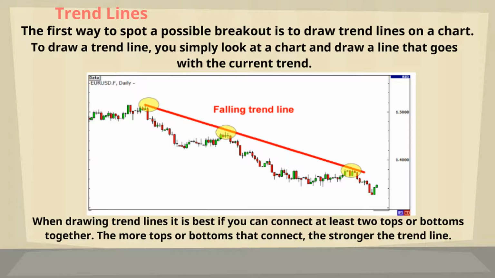To draw a trend line, you simply look at a chart and draw a line that goes with the current trend. When drawing trend lines, it is best if you can connect at least two tops or bottoms together.